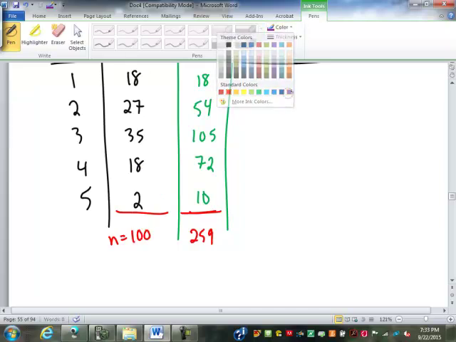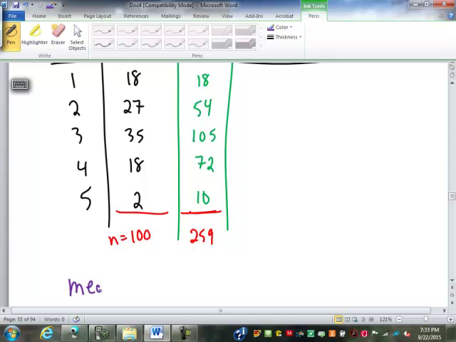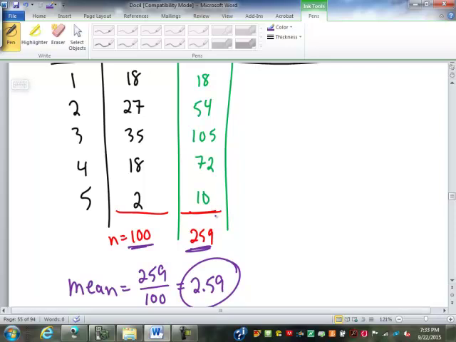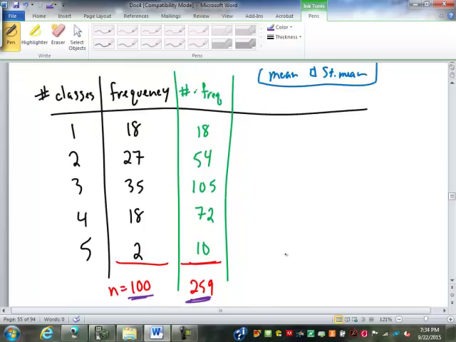How do we find our mean from those numbers? The mean is the 259, this column, divided by n, the total frequency. So 2.59 is the mean number of classes taken. How many of you came up with 2.59? Okay. If you didn't come up with 2.59, you'll have to go back and change your work a little bit on the standard deviation. But let's go ahead and I'll let you continue with the standard deviation.